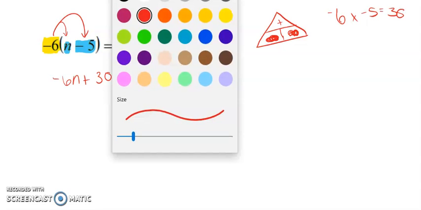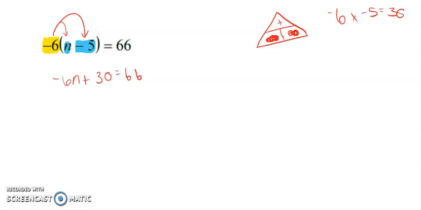So from here on out, it's just a regular old two-step equation. We separate the left and the right-hand side of the equation. We have -6n plus 30 on the left-hand side, and we need the n to be by itself. That means anything that is not this n right here has to go. So my -6 has to get out of here, and my 30 has to go as well.